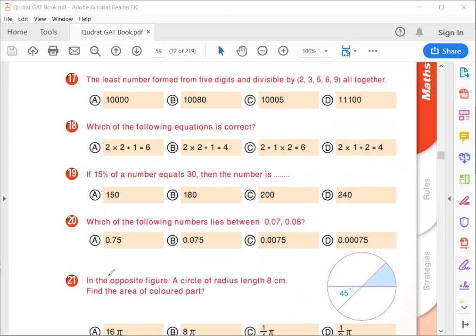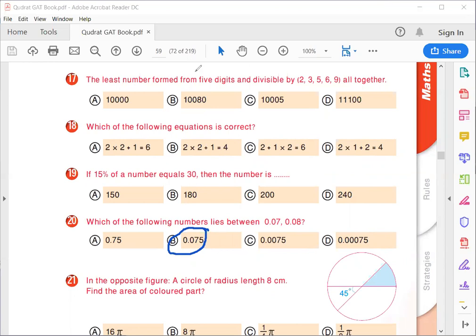Number 20 now. Which of the following numbers lie between 0.07 and 0.08? What is the number between them? It is 0.075. So the answer is B.